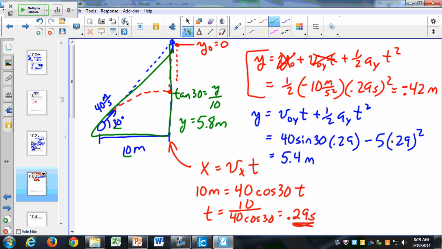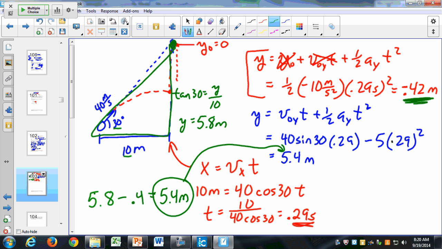You just say that this guy is 5.8 meters above the ground. So I say 5.8 minus 0.4, which is what we found right here. And so his position relative to the ground is 5.4 meters, which is the same as what we found for the water balloon.